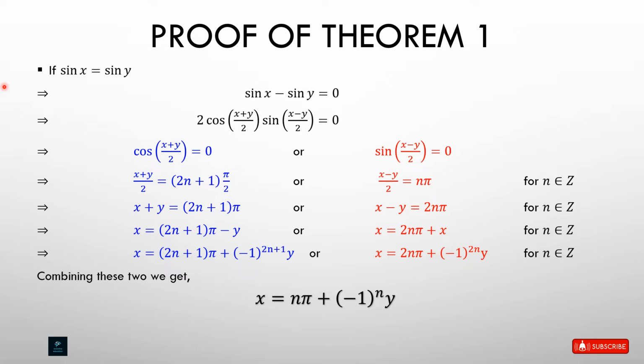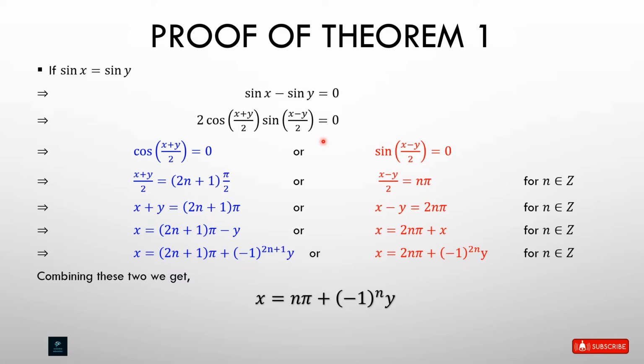The proof of theorem 1 goes as follows. If sine of x is equal to sine of y, this means that sine of x minus sine of y is equal to 0. Now we have seen the trigonometric identity that sine of x minus sine of y is equal to 2 cos of (x plus y) by 2 times sine of (x minus y) by 2. This means that sine of x minus sine of y equal to 0 implies that 2 cos of (x plus y) by 2 times sine of (x minus y) by 2 is equal to 0.